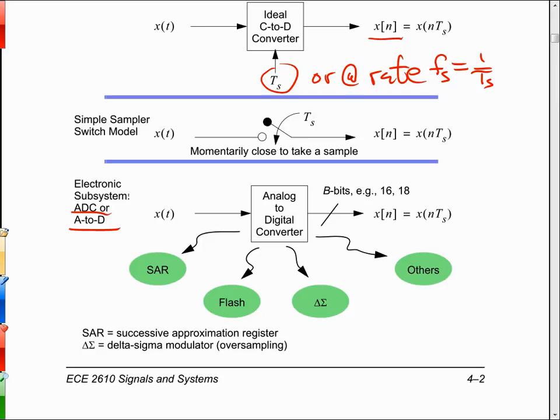In all cases, we get a finite number of bits of precision, so we may have 16 bits, 18 bits, 12 bits, 24, and so on. Intuition would say what about the number of bits per sample? What's good about having more bits per sample? What's not good about having more bits per sample?